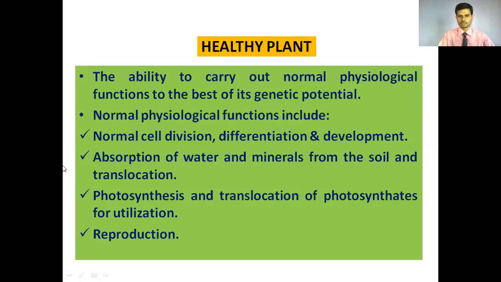Now, what are the normal physiological functions? The list is given here: normal cell division, differentiation and development, then absorption of water and minerals from the soil and translocation. The plant may be called healthy when photosynthesis and translocation of photosynthates for utilization are normal, and reproduction is normal. If such criteria are met, that plant is called a healthy plant.